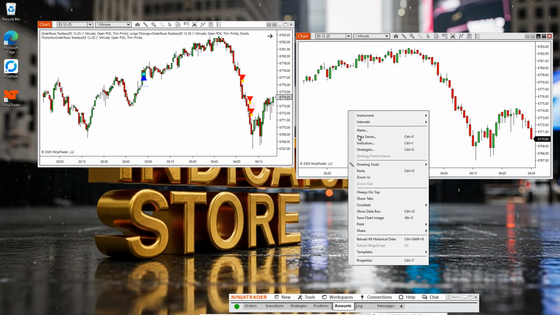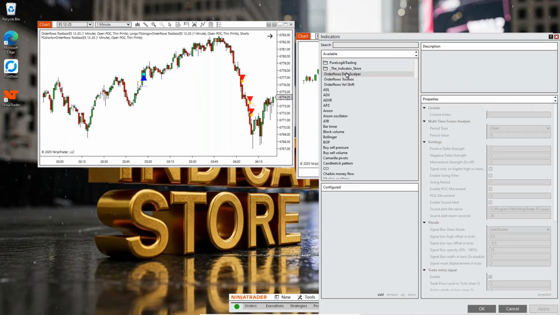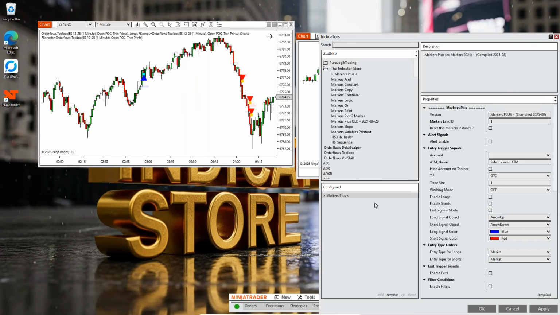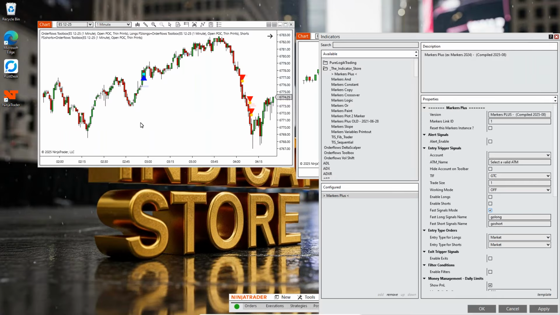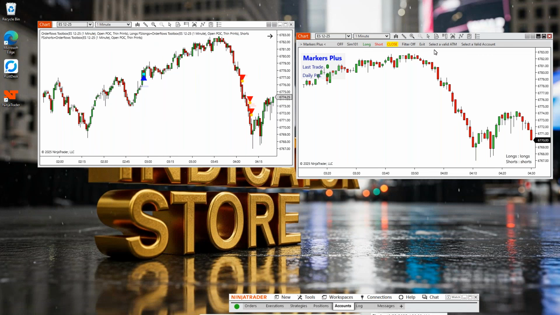And what I want to do is add markers where I want to automate the fast signals that I created on this chart. The names were longs and shorts. Okay, very simple. The variables are global. So this is the reason why you cannot use the same variable on another chart.